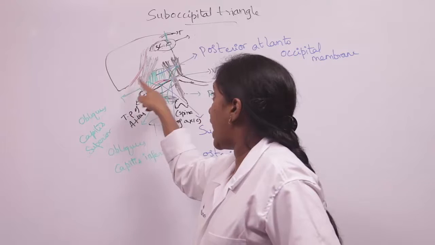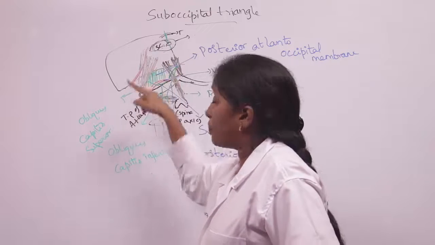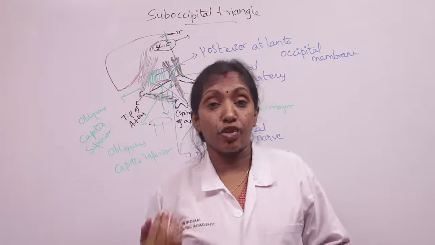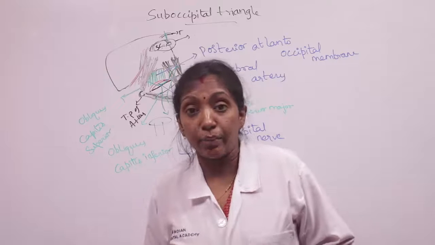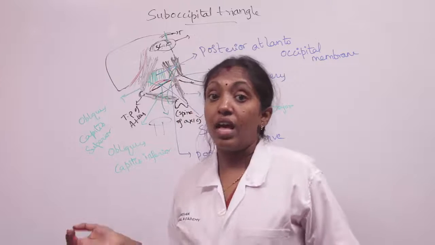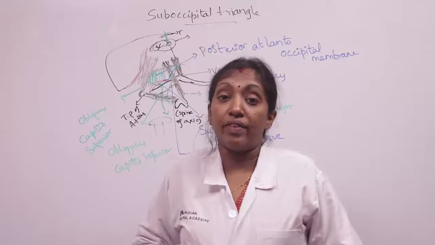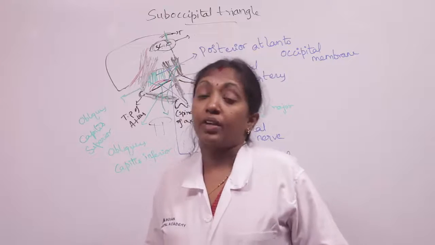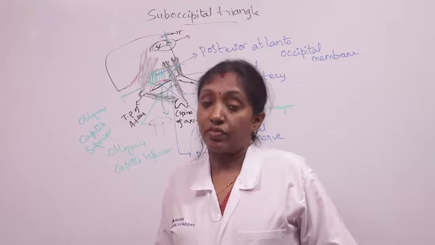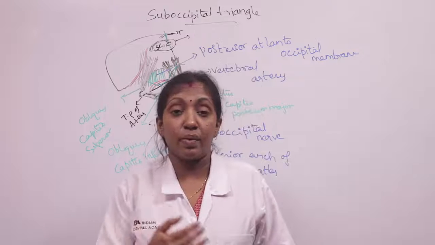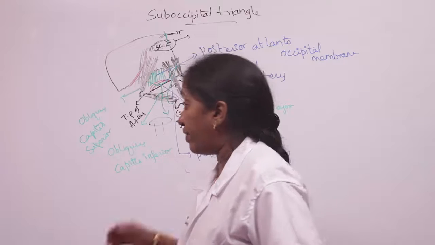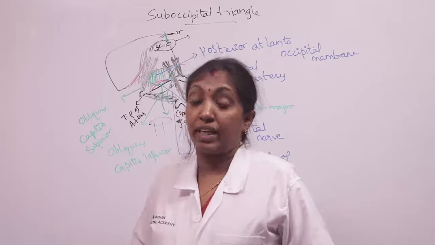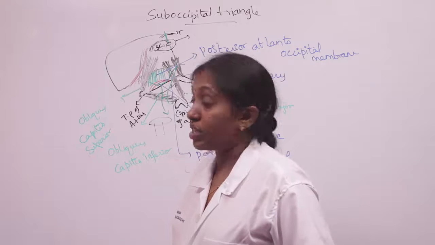In the suboccipital triangle, this occipital artery gives mastoid branches, descending branches, and also muscular branches. The descending branches of the occipital artery divide into two, superficial and deep. The superficial branch anastomoses with the superficial branch of the transverse cervical artery, and the deep branch joins with the costocervical trunk.